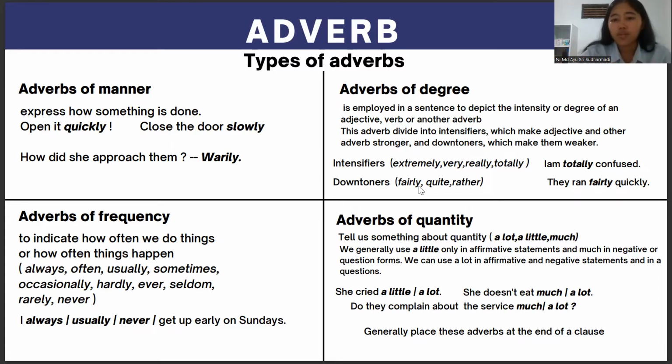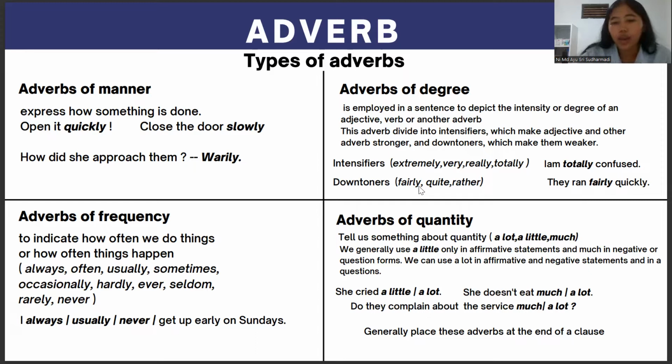And for the downtoners, which make them weaker, you can use the words fairly, quite, rather. We can say, they run very quickly. Or we can say, they run quite quickly.